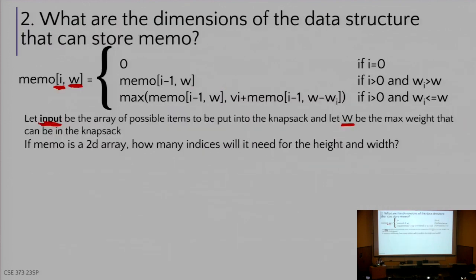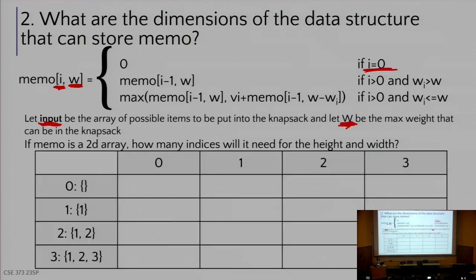And so this one is going to be dependent on this input of W. The other thing is our base case is when there are no possible items to put into the knapsack. And so we want to account for this empty set case. And so it's actually going to be input.length plus 1. And since we're also dealing with weight equals 0, we want W plus 1.